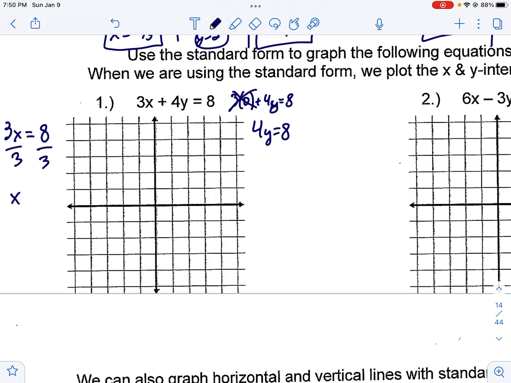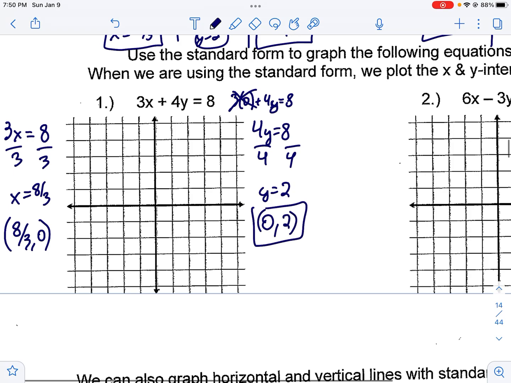We divide by 3 on both sides over here, so our x-intercept is at 8/3 and 0. On this side, we divide by 4, so our y-intercept is at 2, the point 0, 2. Okay, so now that we have those 2 points, we can graph quite easily. 8/3, I just take a second in my mind to consider. 8/3 is the same as 2 and 2/3. That would be fairly close to 3, but not quite there. And again, once I have 2 points, that's enough to graph my line.